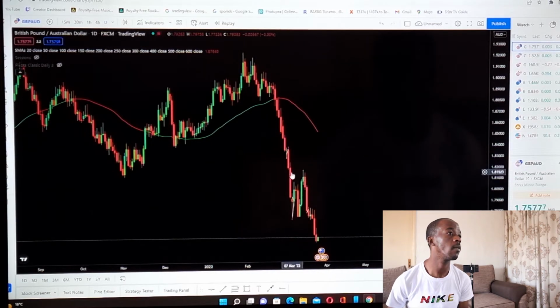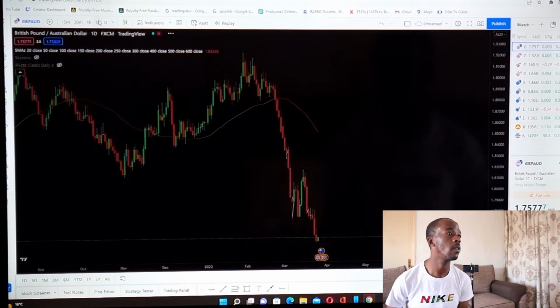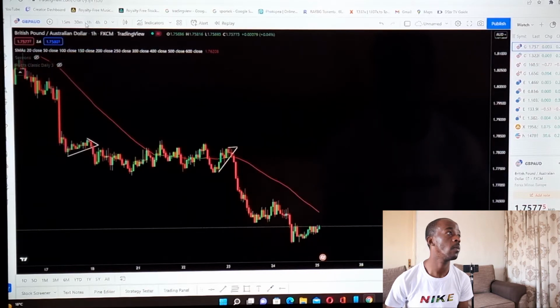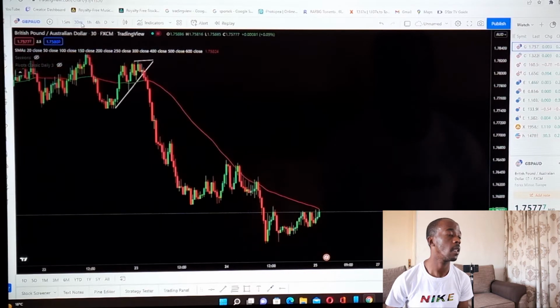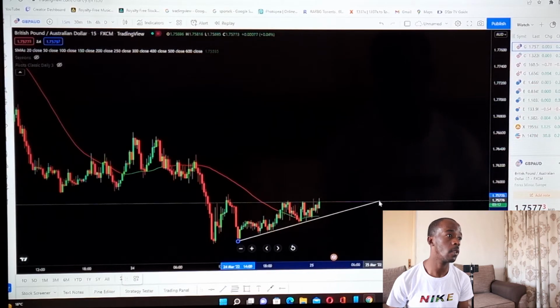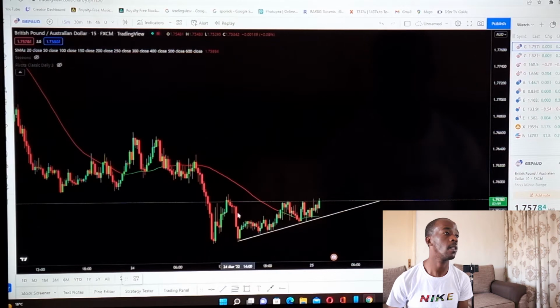On the daily time frame, sellers are dominating. On 4 hour, sellers are dominating. On 1 hour, sellers are dominating. On 30 minutes, sellers are still dominating, but buyers are close to jumping in. And on 15 minutes, only buyers are dominating. So this, guys, it's been maybe 2 weeks now. On GBP AUD, sellers were dominating for 2 weeks.